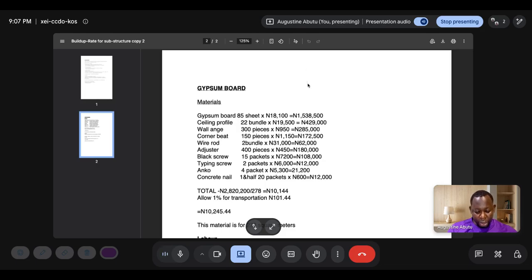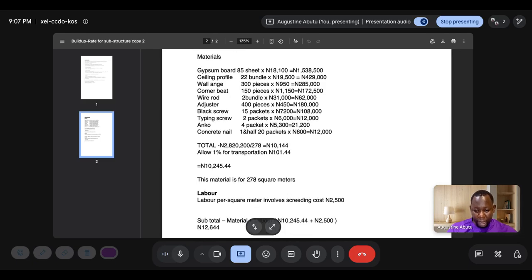So mind you, we are trying to get for 1 square meter, because we are trying to build up rates, right? So we'll make provisions for transportation. So we're adding 1% of the total amount of these items. 1% of it would cover for transportation. So when you sum up everything, we'll be having 2,820,200. Once you divide it by the square meter, which is 278, it will give us 10,144. So this is for 1 square meter, right?